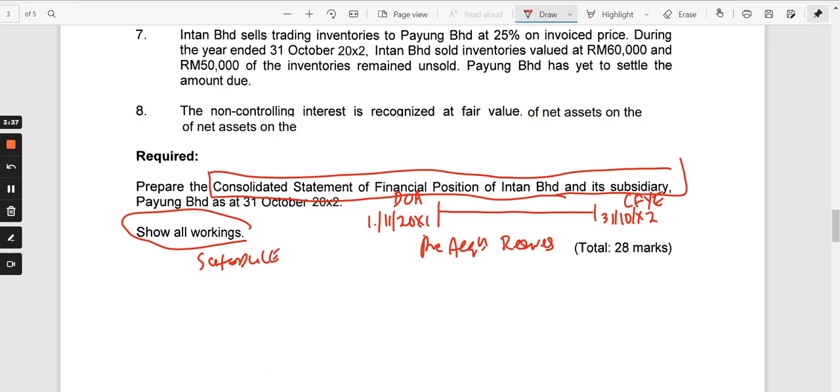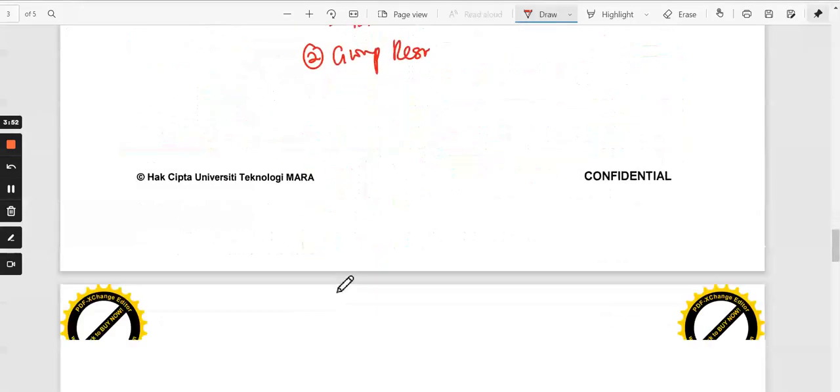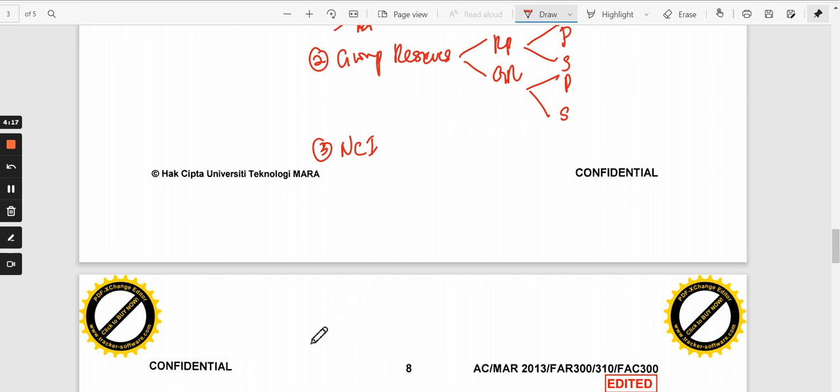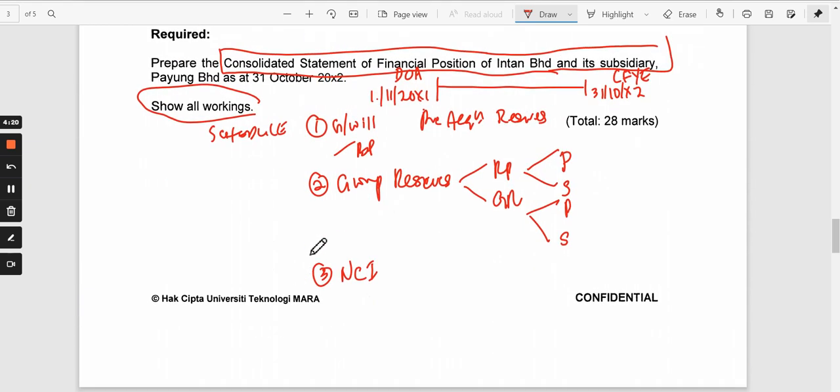That schedule will have to show the calculation for goodwill or bargain purchase. That schedule should also be able to show the composition of the group reserve, and it should have the detail of retained profit or the general reserve. Which one belongs to the parent, which one belongs to the subsidiary, and which one belongs to both. Then if you have the non-controlling interest, this must be shown as your workings.